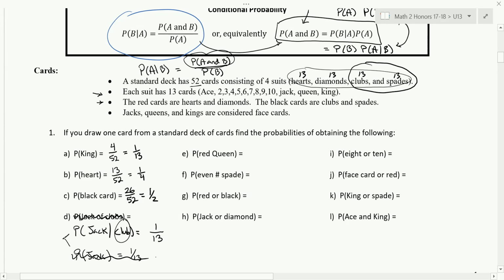Probability of getting a red queen. Timothy, what'd you get? Good. Because you got the queen of diamonds and the queen of hearts. Probability of getting an even number spade. Z, you got what? Out of.